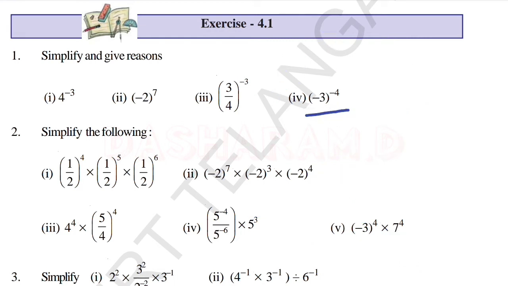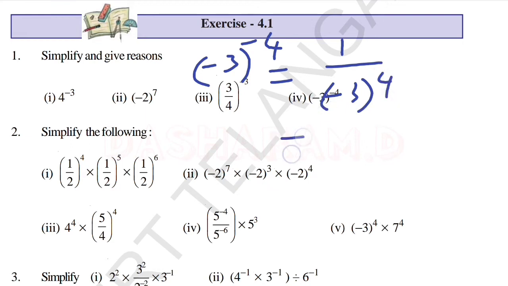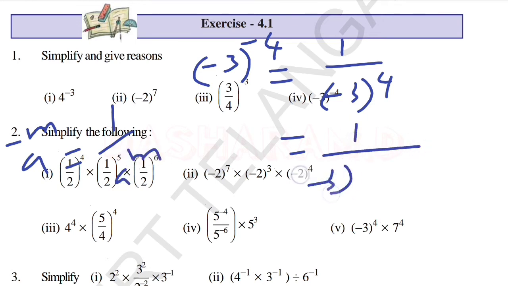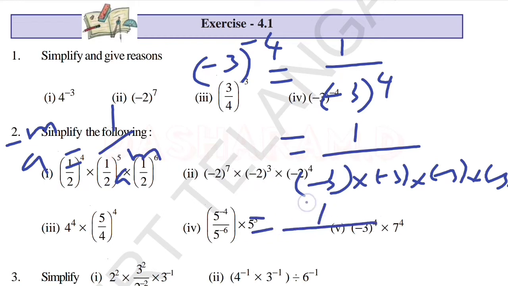Next, minus 3 whole to the power of minus 4. Minus 3 whole to the power of minus 4 equals 1 by minus 3 whole to the power of 4. Because the formula is what? a to the power of minus m equals 1 by a to the power of m. So now 1 by minus 3 into minus 3 into minus 3 into minus 3. So it is equal to 1 by minus into minus plus, plus into minus minus, minus into minus plus, because here 4 is an even number, so a plus answer will come. 3 3s are 9, 9 3s are 27, 27 3s are 81. So 1 by 81 is the answer.